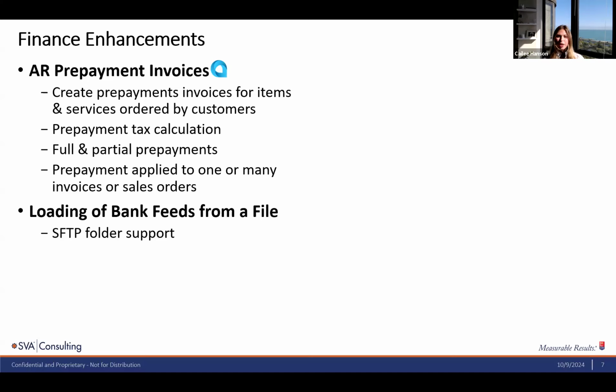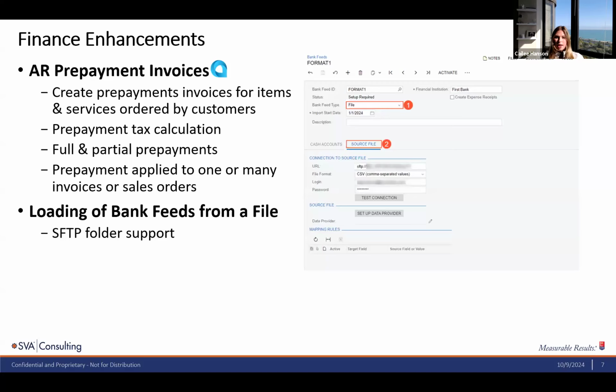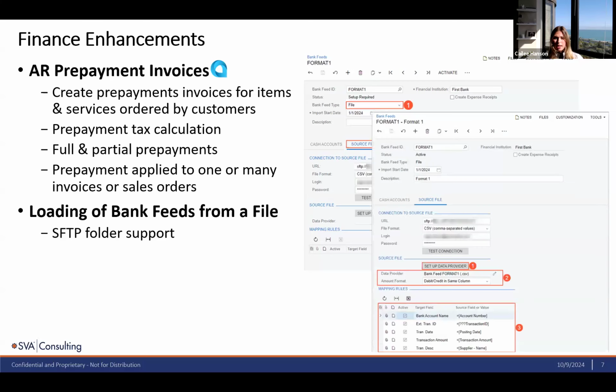So with 24R2, they recognize that some banks were not supported through the bank feeds. And so with that, there's now the ability to load bank feeds from an SFTP file. So the bank will create this SFTP folder, and then there's provisioned access to it. Once that's established, the user sets up the mapping between that file and Acumatica. Then the bank will export those transactions to that file, Acumatica can detect that, and it automatically brings in those transactions. It will detect any duplicates and also create the expense receipts for corporate credit card processing.